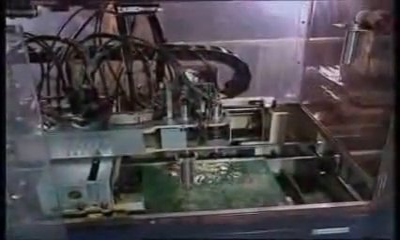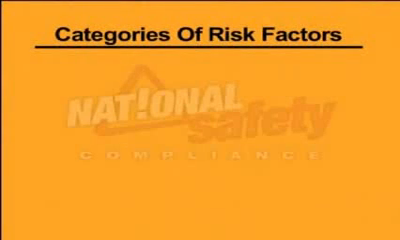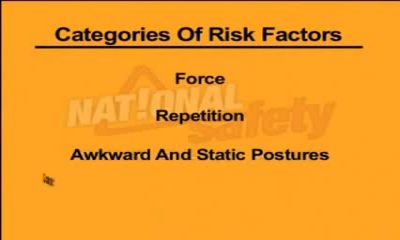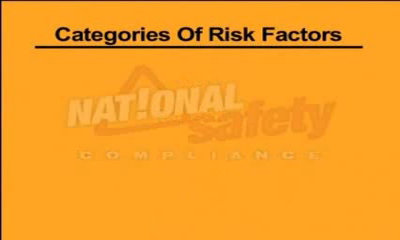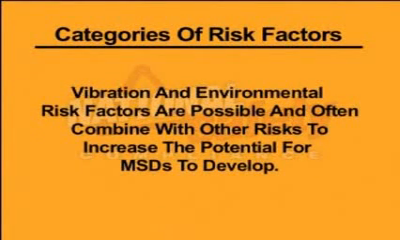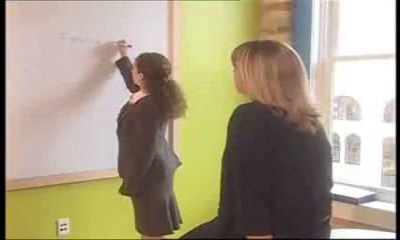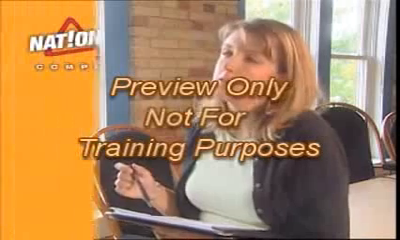It is important to review the job site and activities of affected employees to identify ergonomic-related risk factors. Most risk factors are categorized as force, repetition, awkward and static postures, and contact. Additionally, vibration and environmental risk factors are possible and often combine with other risks to increase the potential for MSDs to develop. While many risks and controls are discussed in this video, the list is not all-inclusive. You should discuss all potential risks, hazards, and controls with your supervisor.